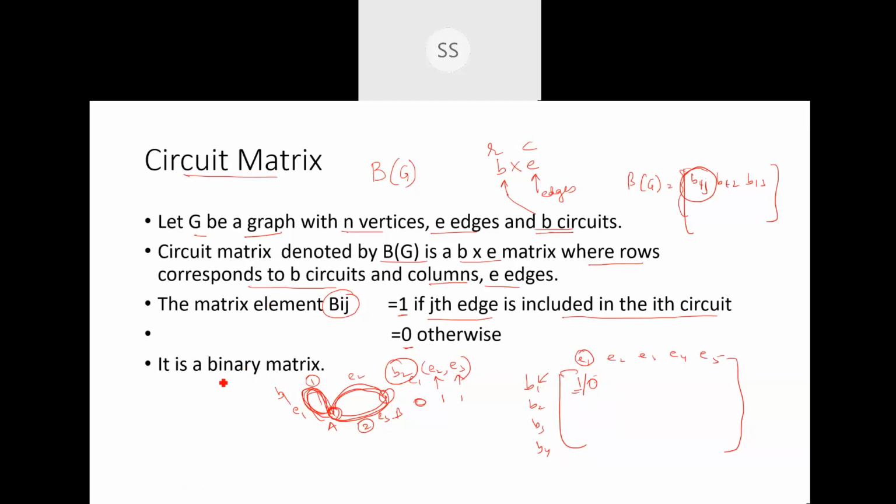The other name for your circuit matrix is binary matrix. It is also known as a binary matrix. Why do you call it a binary matrix? Because it consists of ones and zeros.